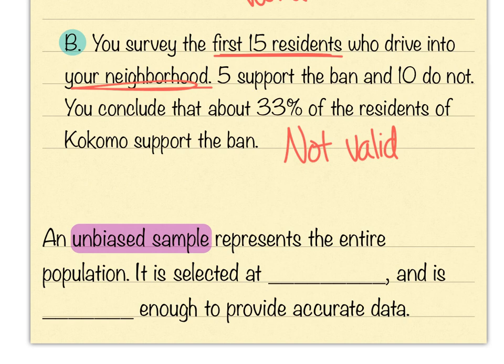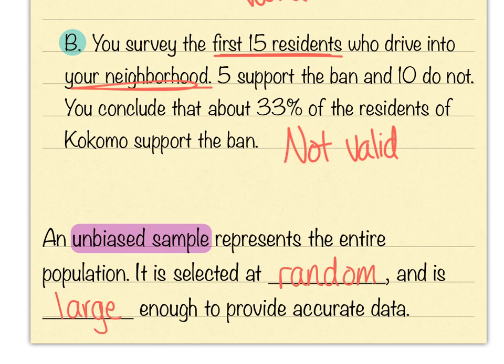Okay, so the real vocab words we have from this section are biased and unbiased. And the first one we're going to look at is unbiased. An unbiased sample represents the entire population. It is selected at random and is large enough, right? We talked about don't do too small. It's large enough to provide accurate data.